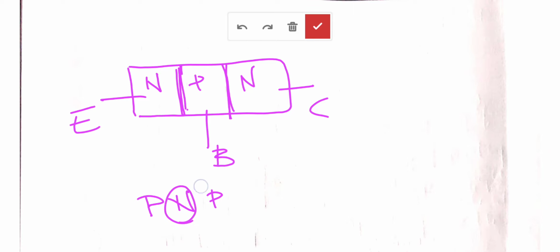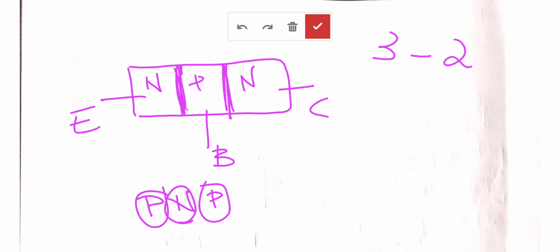Emitter, base and collector. So based on the materials which we are using, it can be either NPN or it can be PNP. So it's either a p-type material sandwiched between two n-type materials or an n-type material sandwiched between two p-type materials. So you can see it is a three-terminal and two junction device. You can see two PN junctions here. So it is a two junction three terminal device. So emitter, base and collector.